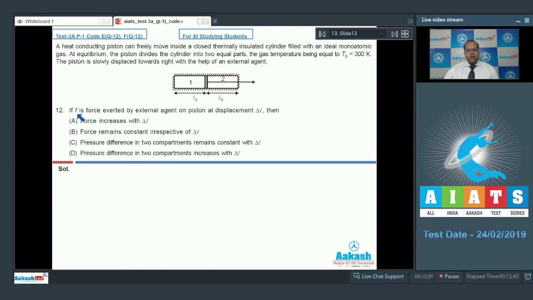In question number 12, if F is the force exerted by the external agent on the piston at displacement delta L, then we know that force is proportional to the pressure difference, and the pressure difference increases because the work done by the external agent is positive, so the internal energy of the gas increases and the temperature will increase, and as the temperature increases, the pressure difference will also increase. So option D is correct, and if option D is correct, then option A is also correct. So the correct answer for question number 12 is option A and D.